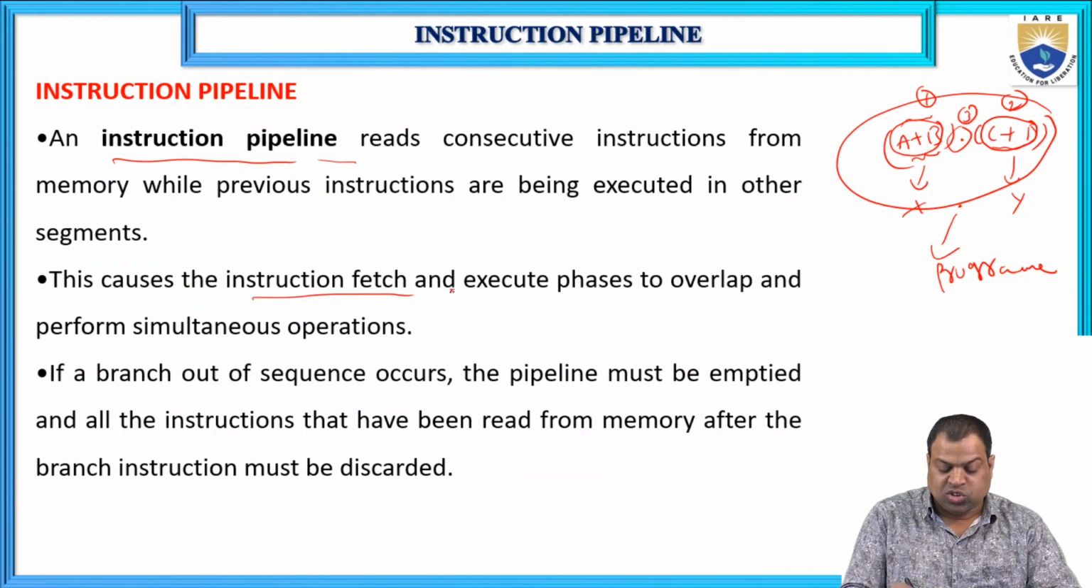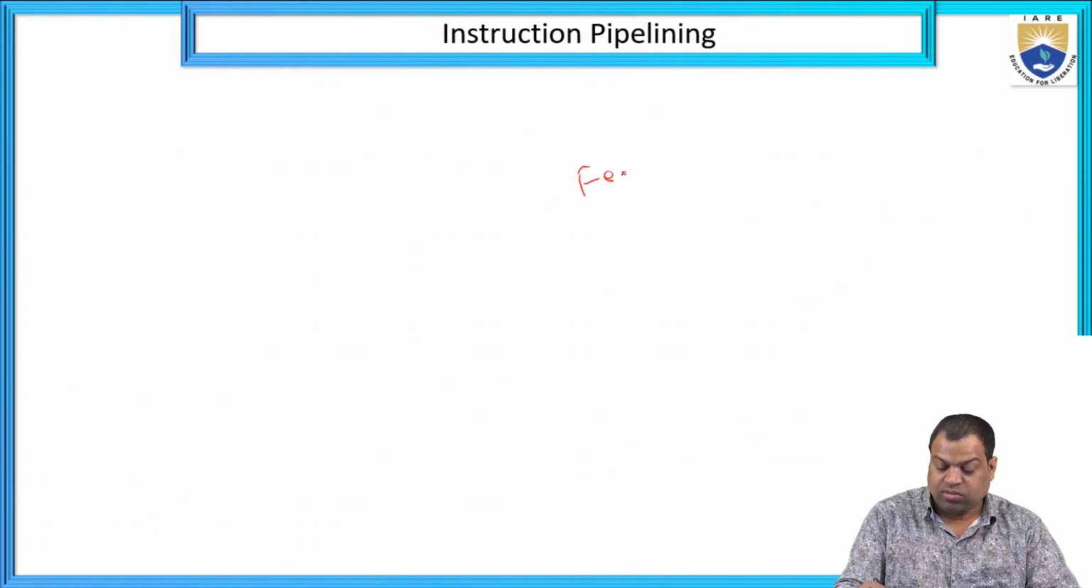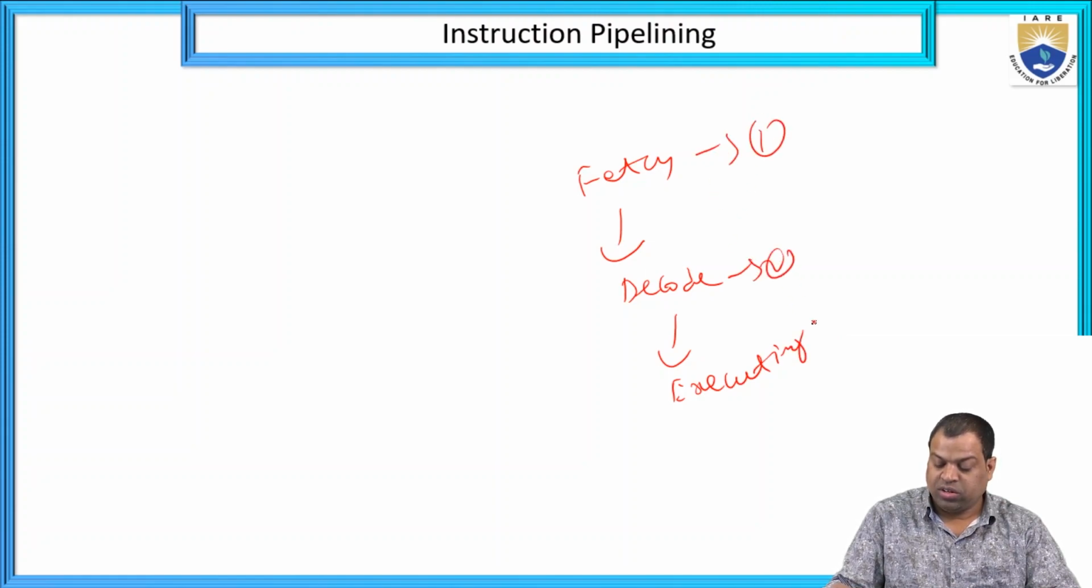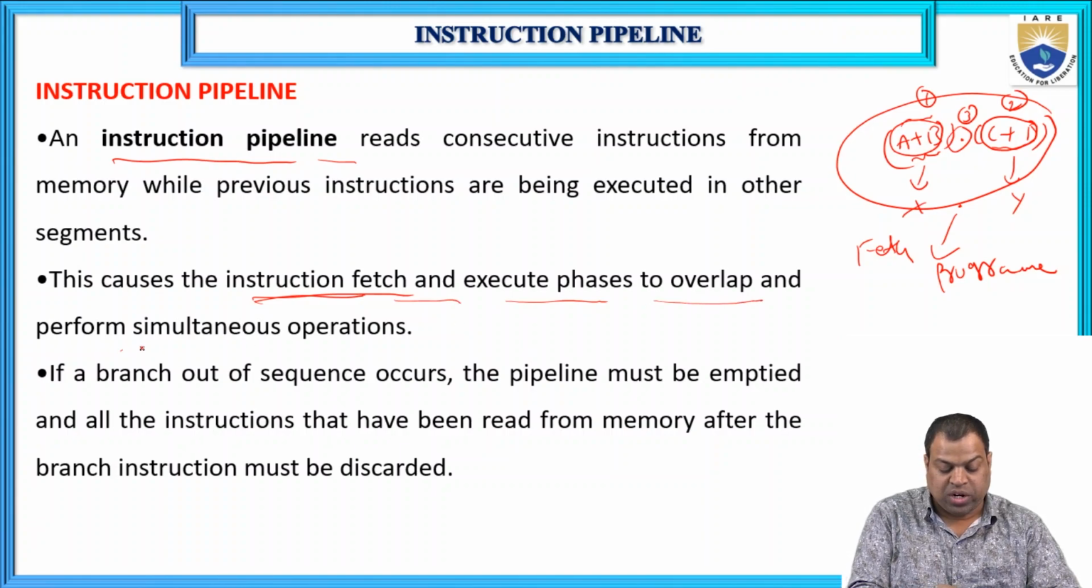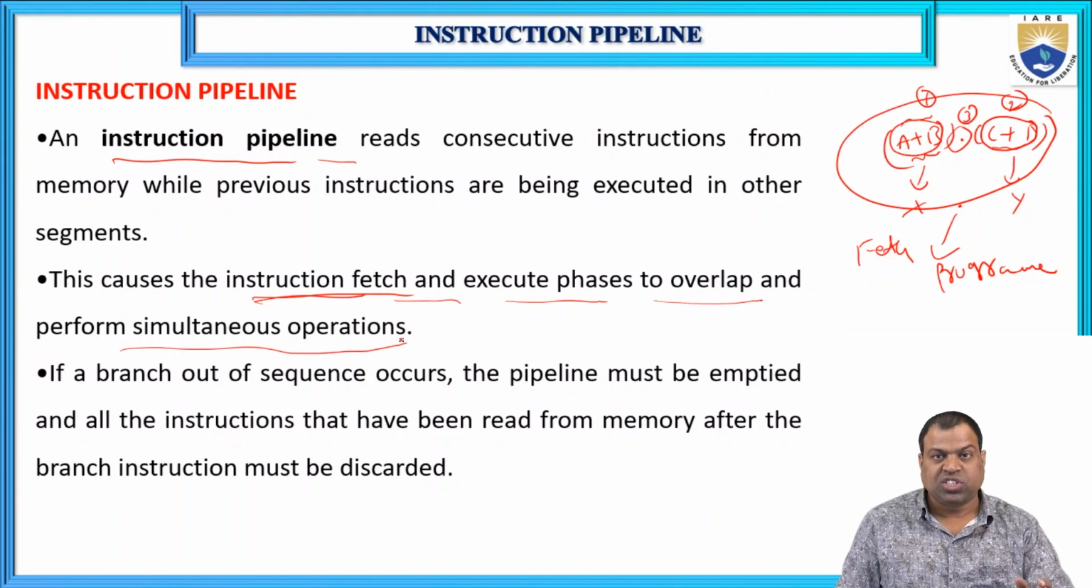When I go for the instruction, already we know that in the pipeline we go for the fetch. First we are fetching, then decoding, then executing. So fetching, decoding and executing are the pipelining process. This causes the fetch, decode and execute phases to overlap and perform simultaneous operations.